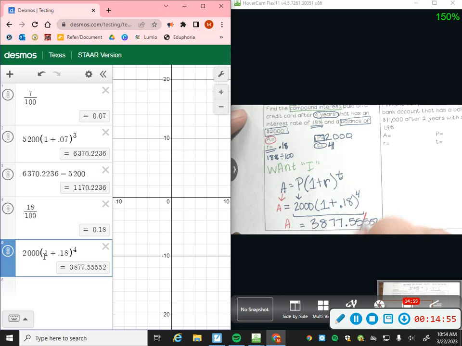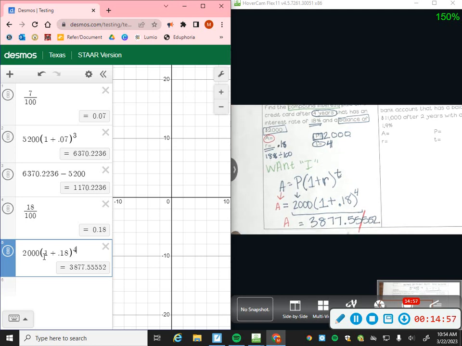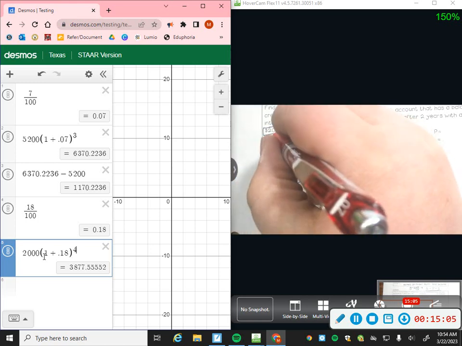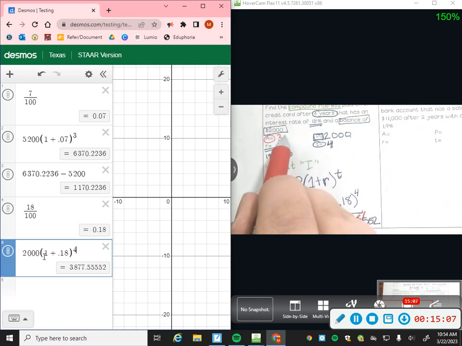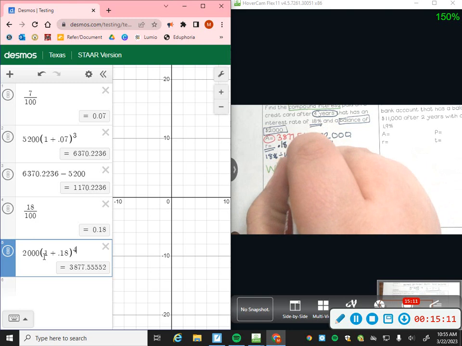Again, I'm going to have to round. Behind 55 cents is a 5, which means 55 cents is really closer to being 56 cents. So the ending balance is going to be $3,877.56.